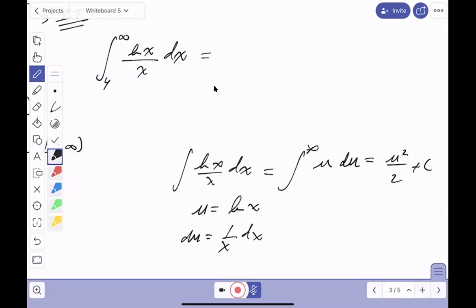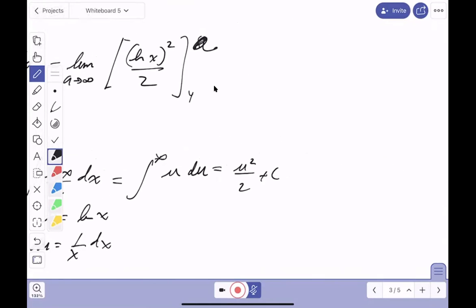I am ready to go. What do you get over here? Let's write this down for you. The limit as a goes to infinity. And that's going to be, let's see, what's u? ln x, right? So it's going to be ln x squared over 2. I think I did it right there. And that's going to be evaluated from 4 to infinity. I'm sorry, to a. I'm sorry.